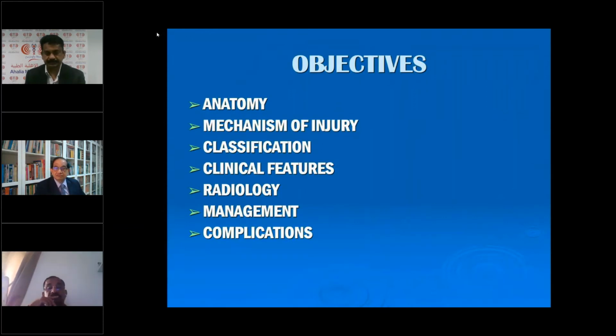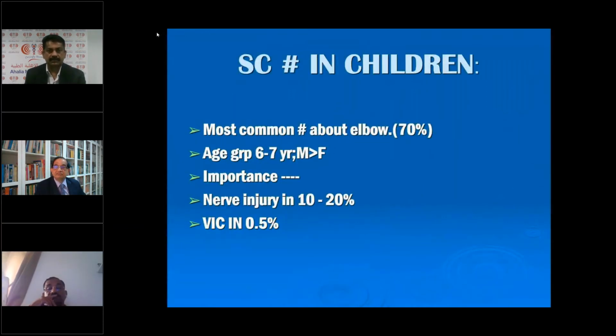of that. So, supracondylar fractures are the most common fracture in the elbow of children. Almost 70% of the fractures of the elbow are supracondylar fractures, and the age group is between 3 to 10, mostly between 6 to 7, and it's more in boys actually.